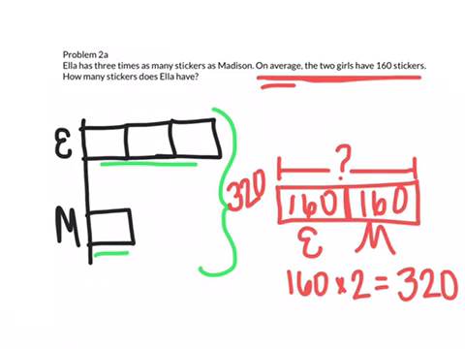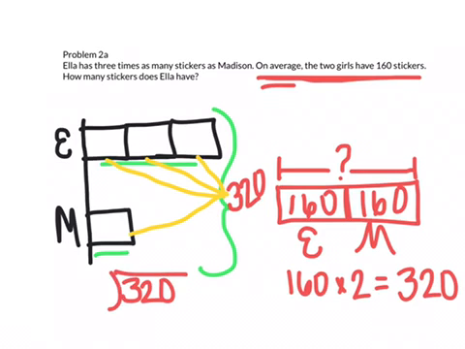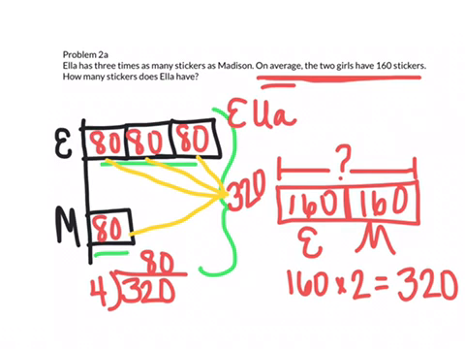But we're not done. That 320 belongs to this part, this part, this part, and this part. We need to share that. So we're going to take 320 and divide by 4, which gives us 80, which means Madison had 80 and Ella had 3 times Madison, or 3 times 80. So Ella ends up having 3 times 80, which is 240 stickers.